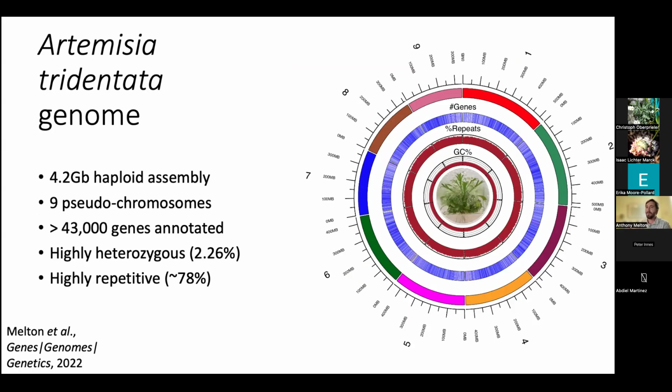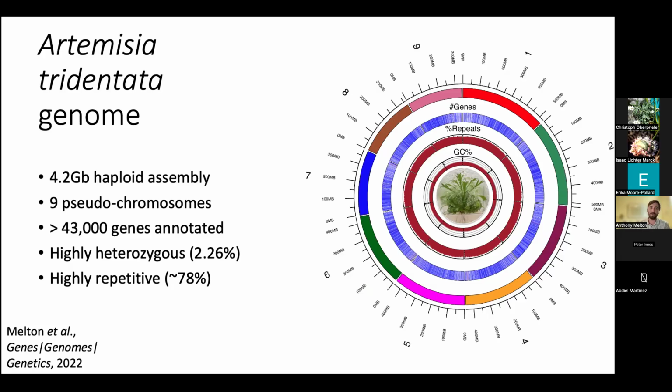And so after performing PacBio sequencing and Hi-C scaffolding to assemble the Artemisia tridentata genome, we ended up with a 4.2 gigabase haploid assembly, and we had 9 pseudochromosome scale scaffolds, which is great because the chromosome count for Artemisia tridentata is 9. So we had the vast majority of the genome assembled within these 9 pseudochromosomes.